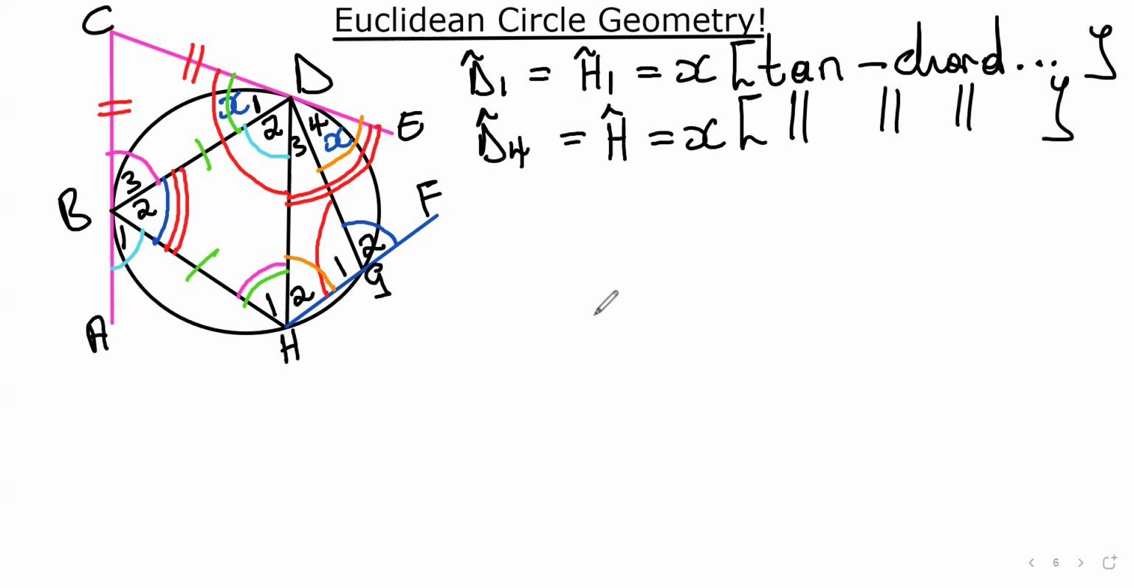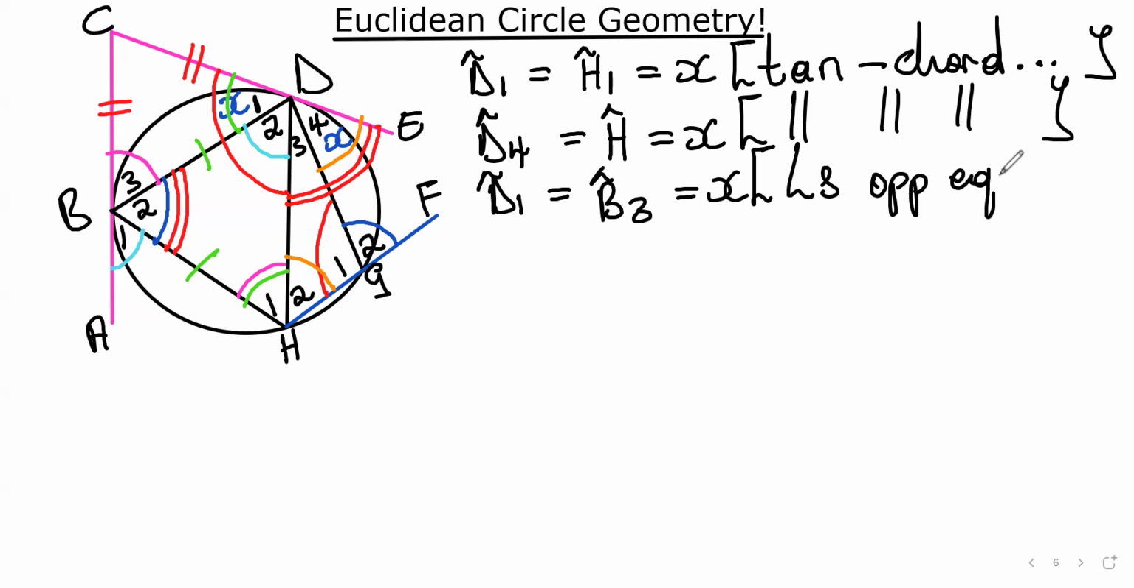Yes, it is true. Also, we know that angle D1 is equal to angle B3, and both of them are equal to x because they are angles opposite equal sides. You'll finish the reason, of course. And once more, B3 and H2 are already equal. I should have said H2 there. Sorry about that. Okay, that's what we are saying.